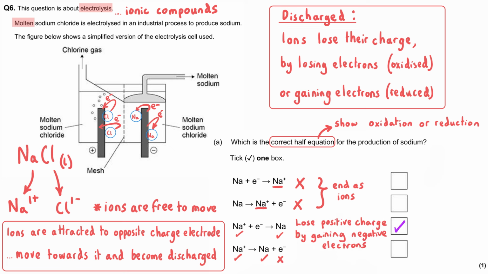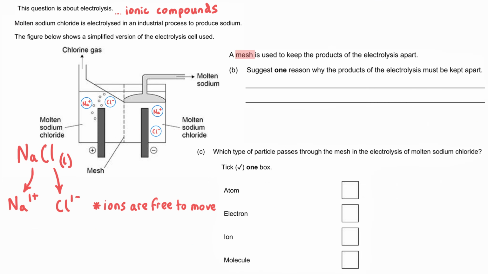What needs to happen is sodium loses its positive charge by gaining negative electrons and becoming the element sodium. And so the third one here is correct. A mesh is used to keep the products of the electrolysis apart. Suggest one reason why the products of electrolysis must be kept apart.